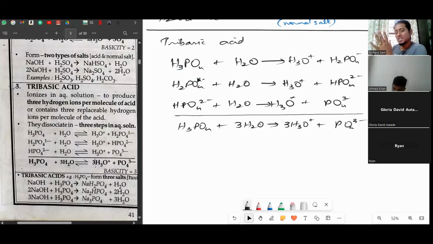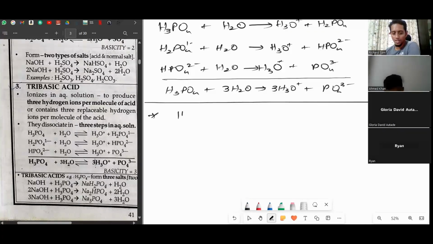A tribasic acid gets dissociated in 3 steps. So it produces 3 hydronium ions one step at a time, not all 3 together, one after the other. First H3PO4 will become H2PO4. Then it becomes HPO4. And finally it becomes PO4. Every time losing one hydrogen. And as it's losing one hydrogen, its valency goes from 1 minus, to 2 minus, and then 3 minus. In short, a tribasic acid will dissociate in 3 steps, not in 1 step.